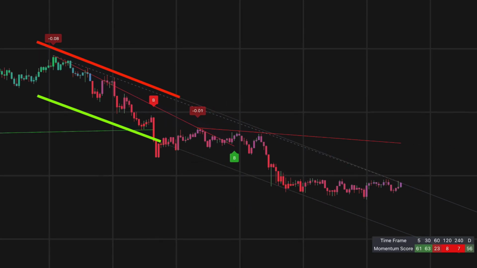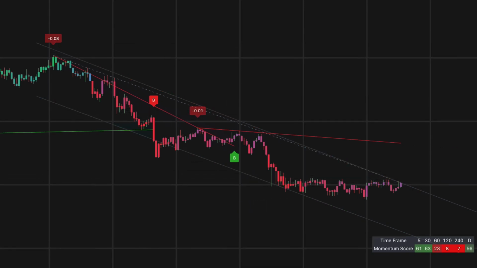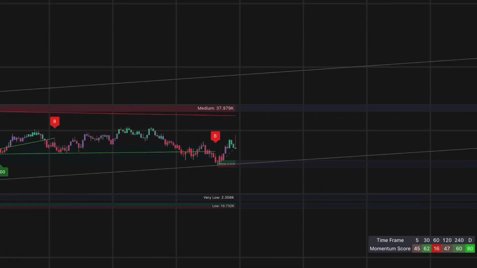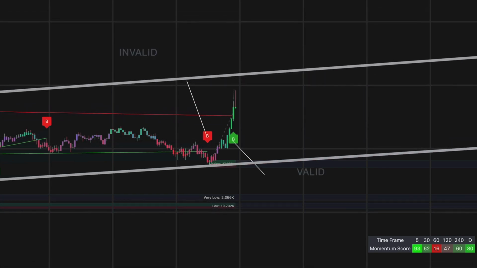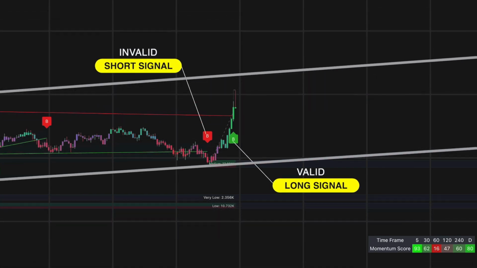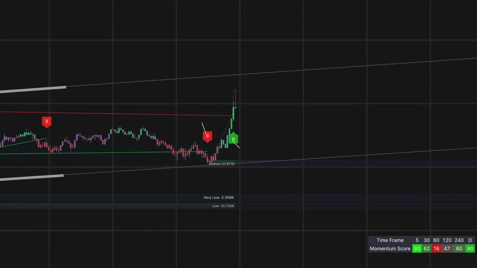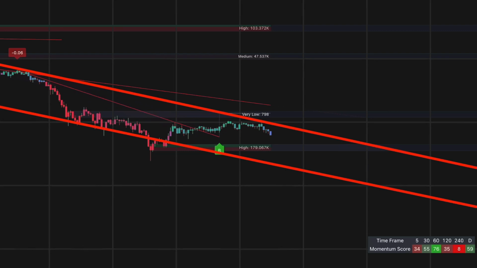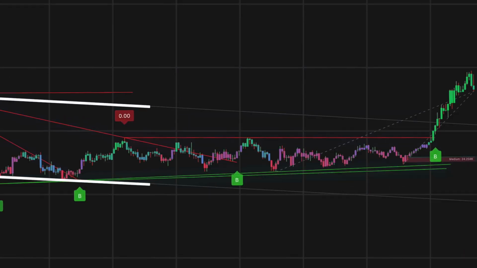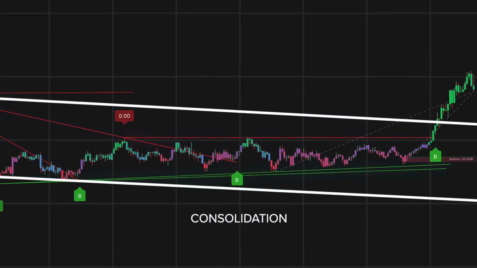This indicator is widely used by traders to understand the market direction and volatility. In simple terms, an ascending channel indicates a bullish trend. A descending channel indicates a bearish trend, and a horizontal channel suggests a consolidating market.